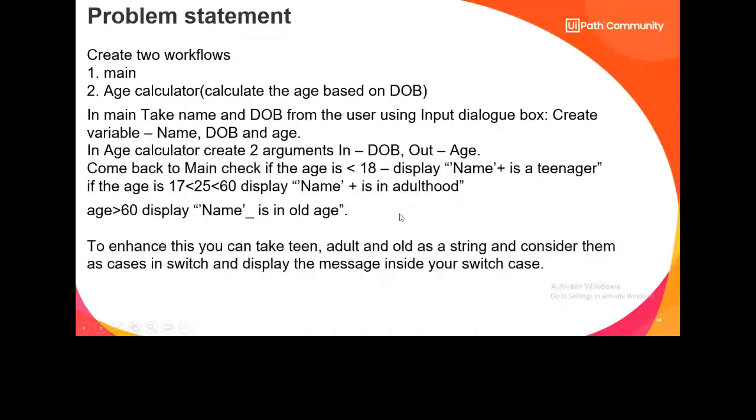How we have done this: 10 and 30, you can just define three different cases: teen, adult, and old, as three different cases. And then based on the output of this age, in the if condition, you can assign that the case is teen or the case is adult or the case is old. And then based on that, you will be able to print this message inside of the switch case. This is about the problem statement.